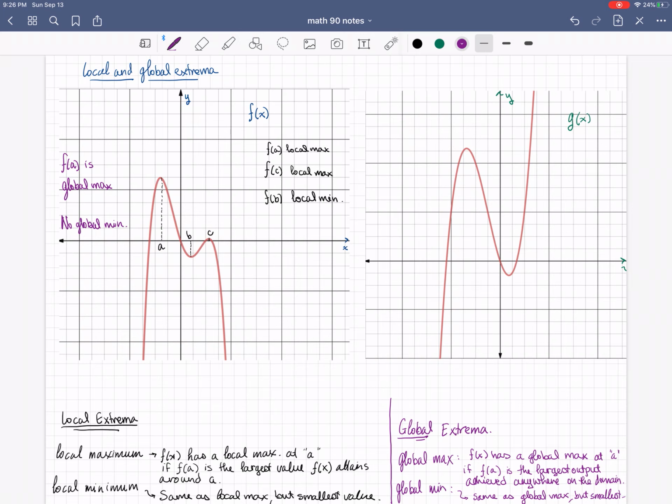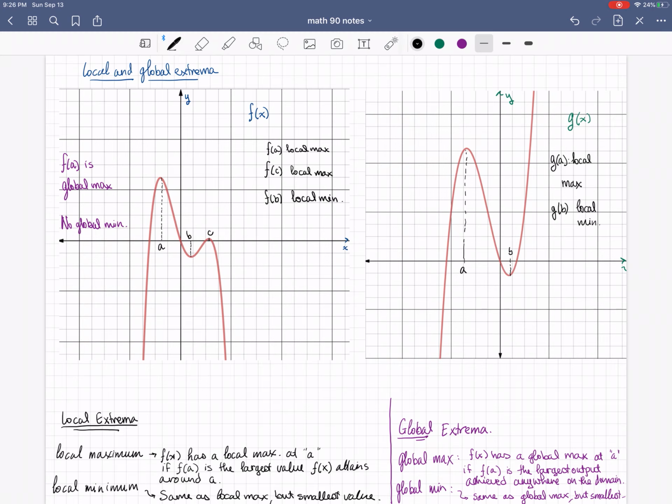If we look at the other example that I presented you with here, you absolutely have local max and min values, right? So this, let's call it A, is going to be the location of our local maximum. And this, let's call it B, is going to be the location of our local minimum. So g of A, we have a local max. g of B, you have a local min.